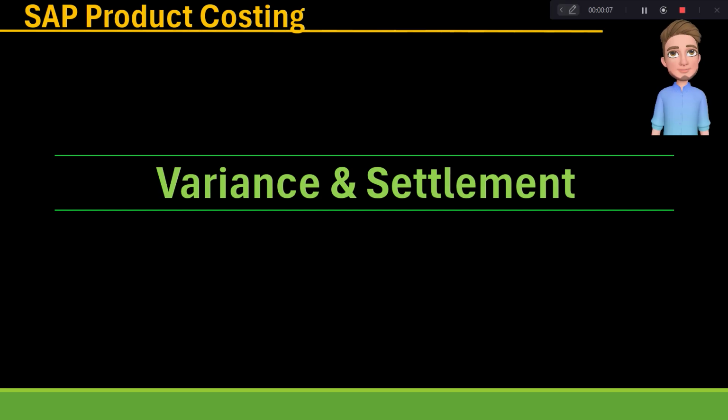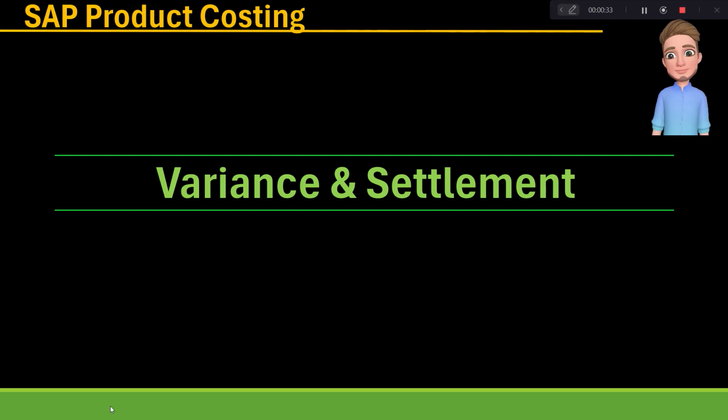In the previous session I explained how to run a preliminary cost estimate. Then we also saw how to mark and release the cost estimate, and how you can see the updated standard price in your material master in the costing 2 view as well as the accounting 1 view. Now we are going to perform a few configurations for variance and settlement.